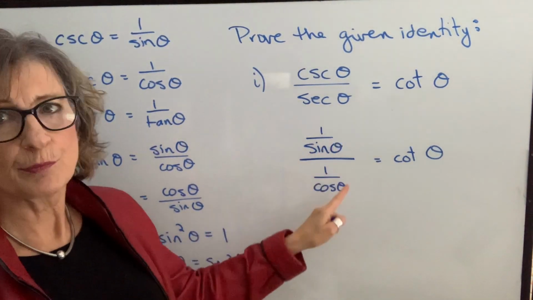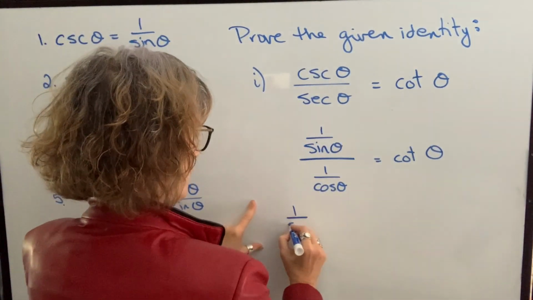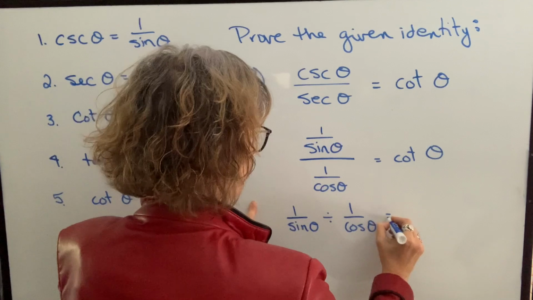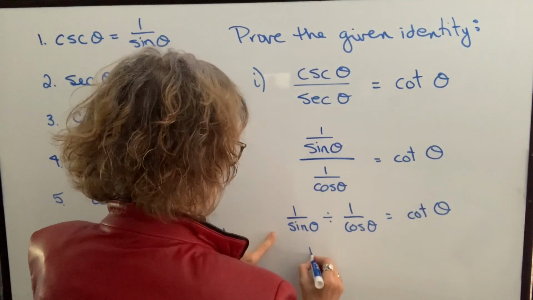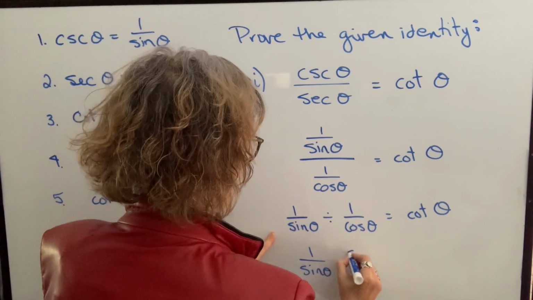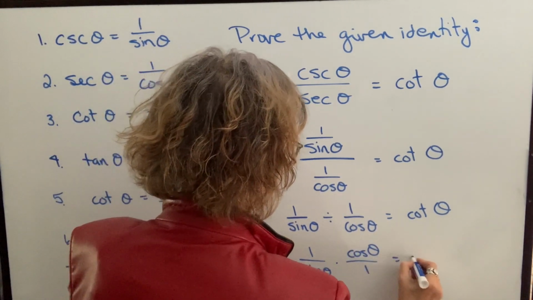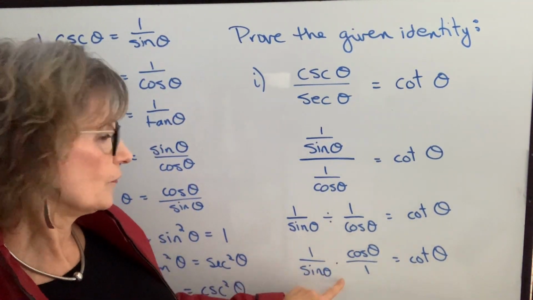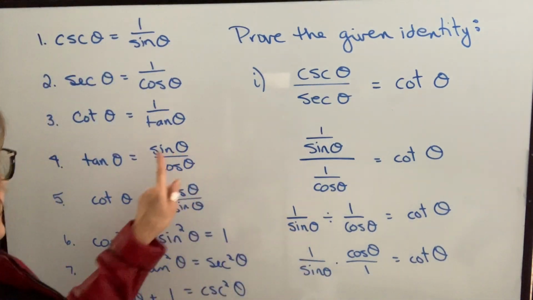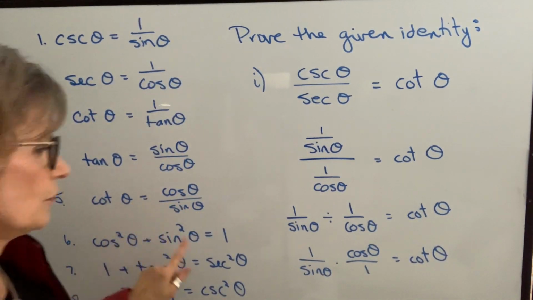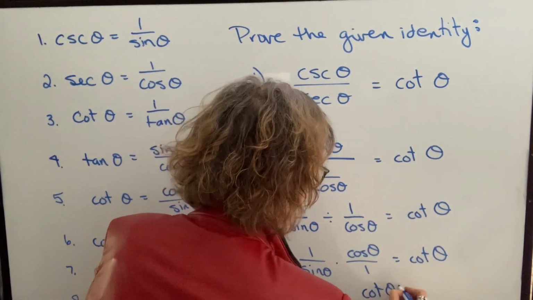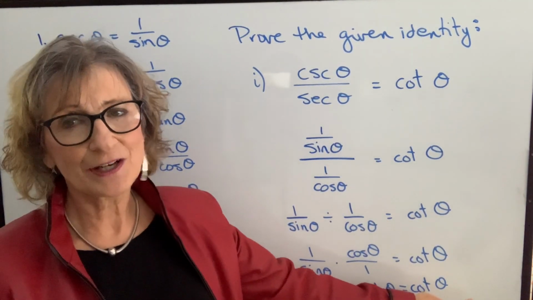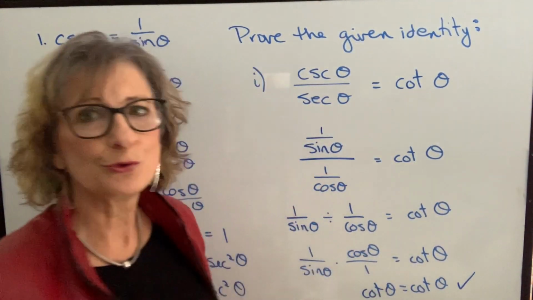I'm dividing a fraction by a fraction, so I can take the steps to go 1 over sine theta divided by 1 over cos theta. Or we could have gone straight into 1 over sine theta times cos theta over 1. That gives me cos theta over sine theta. And I know that cos theta over sine theta is equal to cotangent theta. Once this is exactly the same as the right-hand side, I'm done my proof.